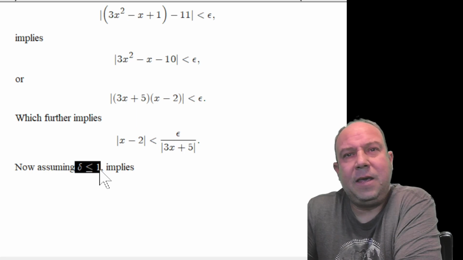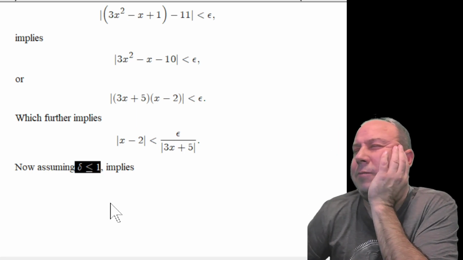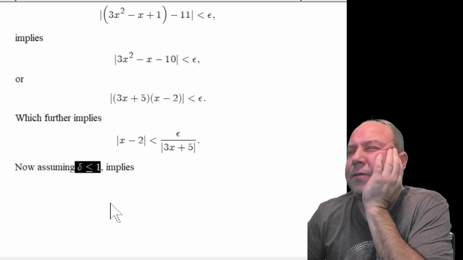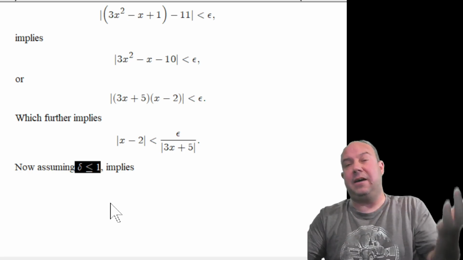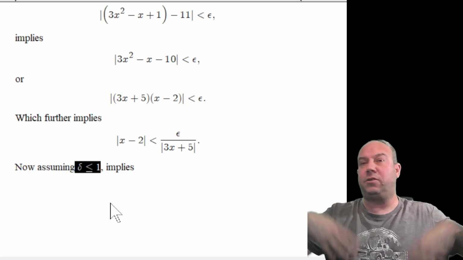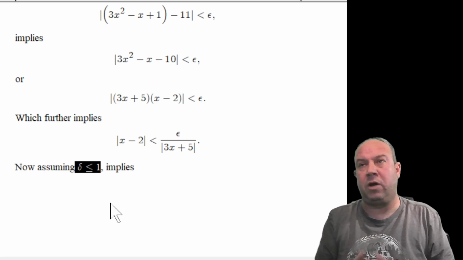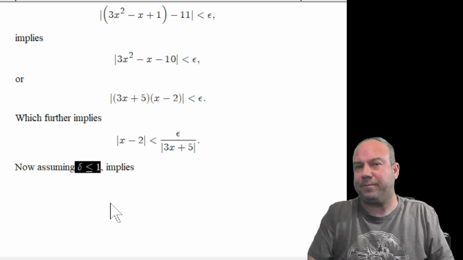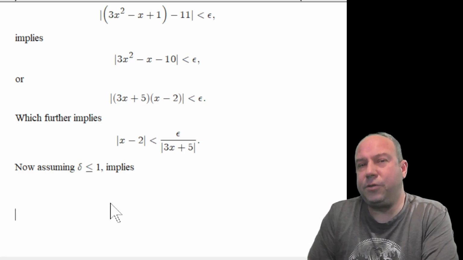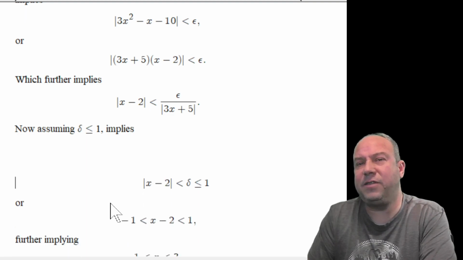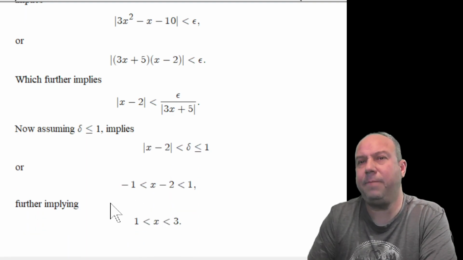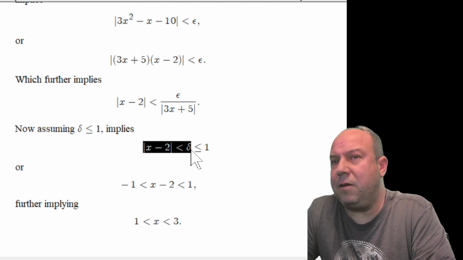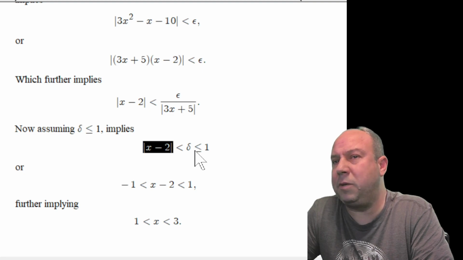If we set up a boundary there and make that assumption, then there are going to be choices for epsilon that give us a delta greater than 1, where if we still just pick a delta less than or equal to 1, we're going to be safe in our choice. Our implications are all going to be the same. So assuming delta is less than or equal to 1 does have some implications. In the statement, the absolute value of x minus 2 being less than delta, we can say that the absolute value of x minus 2 must be less than or equal to 1.